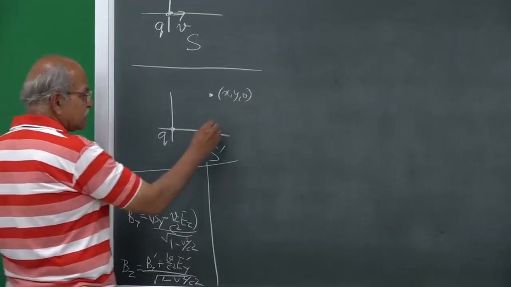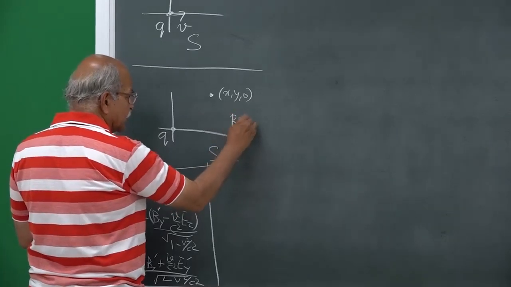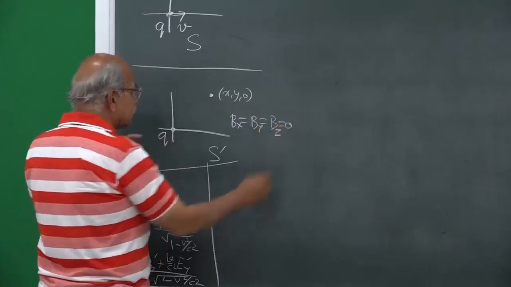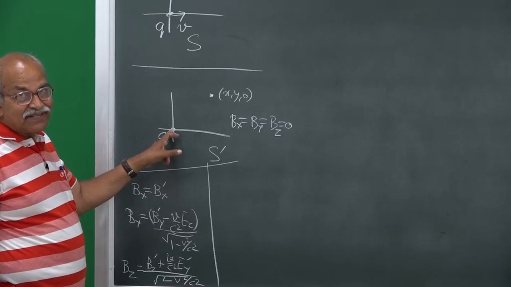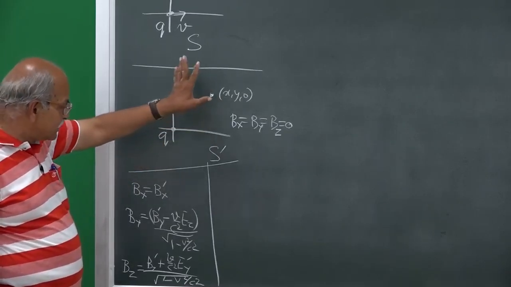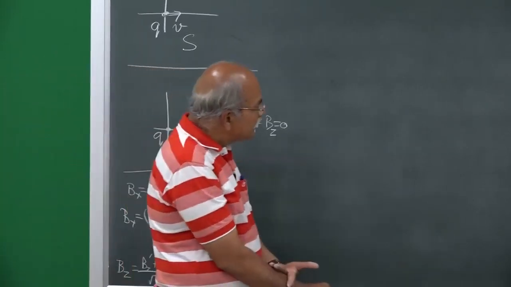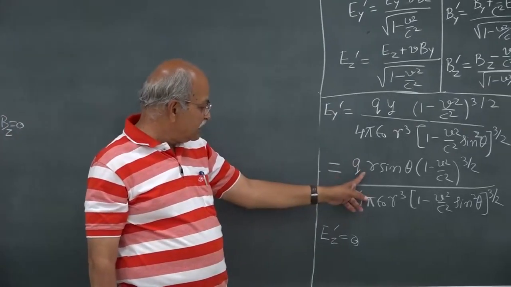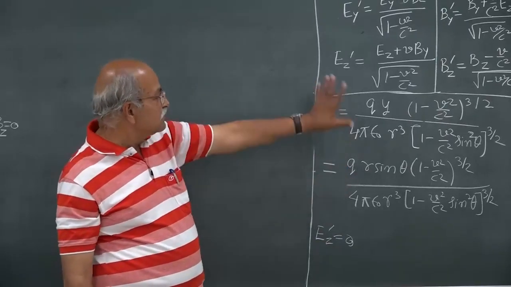In this frame we have bx equal to by equal to bz equal to 0, because the charge is at rest here, so there is no magnetic field. And the electrostatic field, electric field, we had written ex prime, ey prime and ez prime. On the board I have the expression for ey prime here, ez prime is anyway 0, ex prime perhaps I do not need, so it is fine with me.